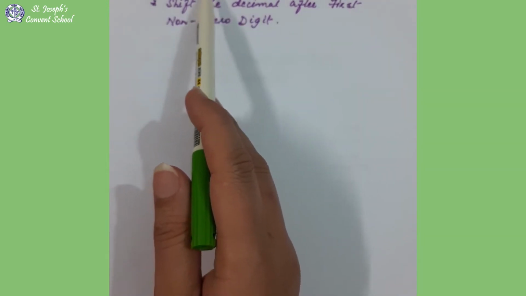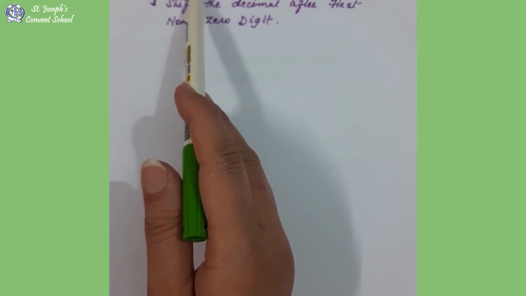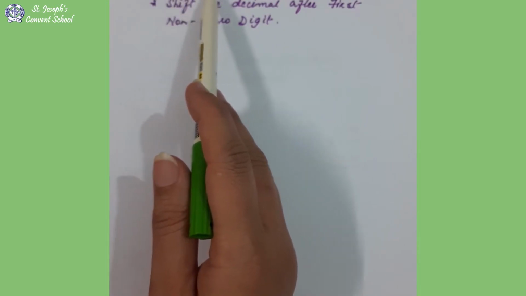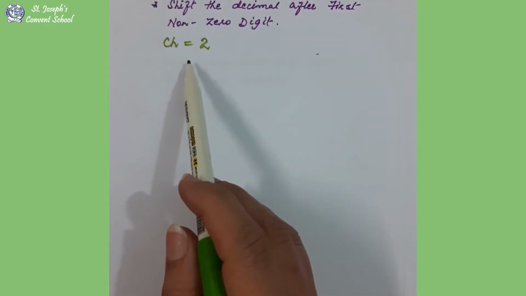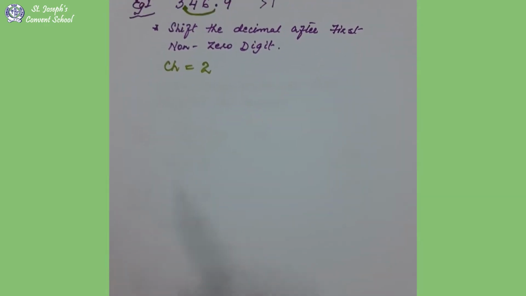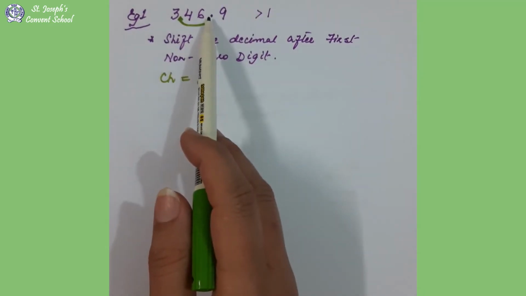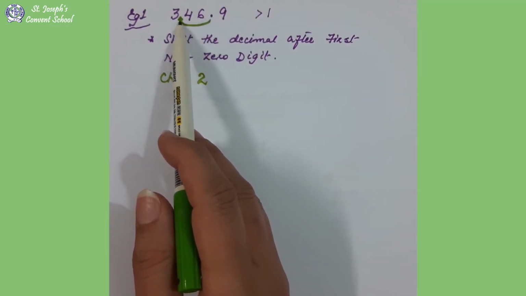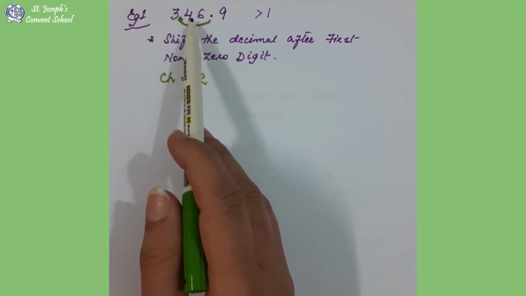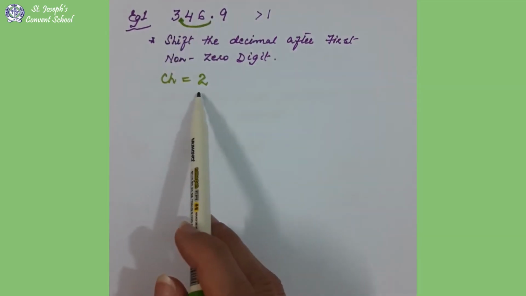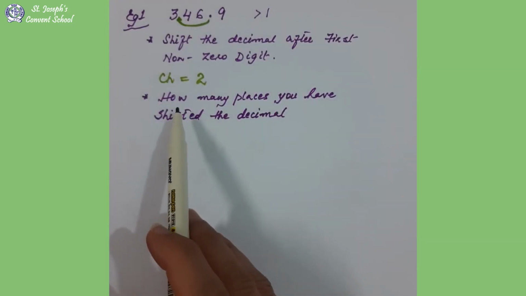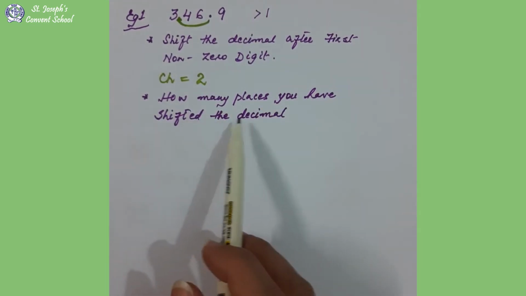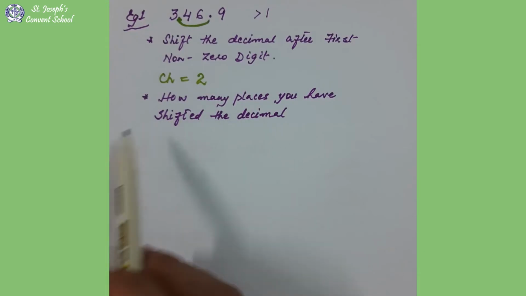Now characteristic is equal to how many places you have shifted, 1 and 2. From here, 1 and 2, two places you have shifted, so the characteristic is 2. Okay, you have shifted 2 places, from here first place, from here second place. So we have shifted 2 places, so the characteristic is 2. I have mentioned it here so that you will remember it. How many places you have shifted the decimal is known as the characteristic.